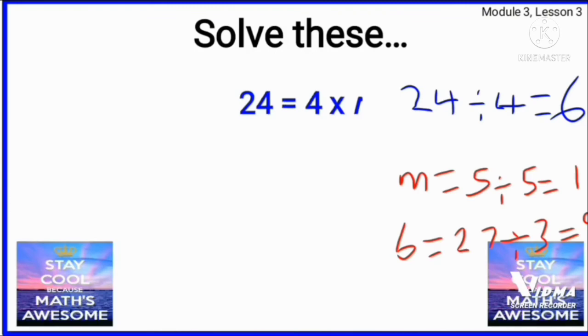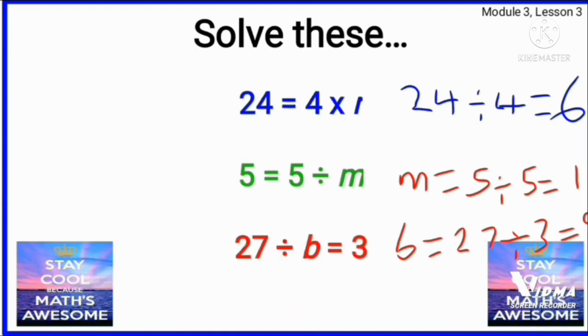I want you to solve these ones. 24 equals 4 times R. Here, R is equal to 6. The second one, 5 equals 5 divided by M. Here, M is 1. And the last one, 27 divided by B equals 3. In this case, B is 27 divided by 3, which equals 9.